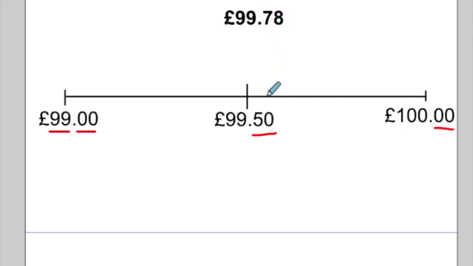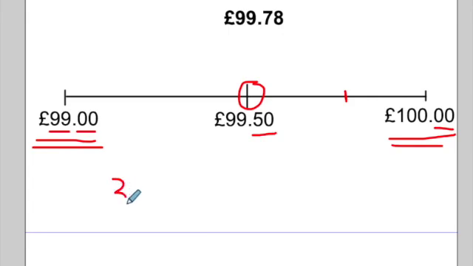Okay? So £99.78. So let's try and mark that on our number line. So 50, 60, 70, almost at 80. It's about there. So I can tell that £99.78 is past the halfway point, which is here, and it's closer to £100 than it is to £99. So that means that when I'm rounding £99.78 to the nearest £1, I would round £99.78 up to £100.